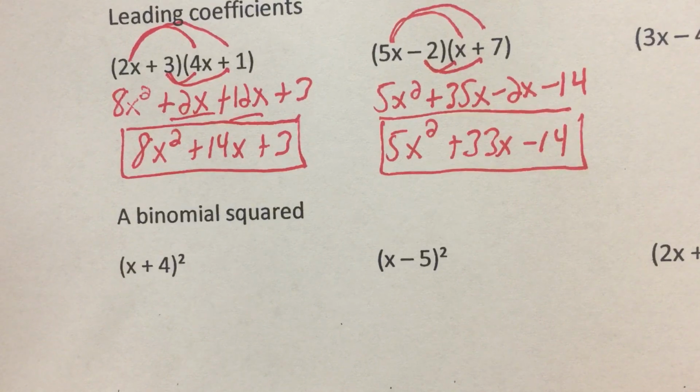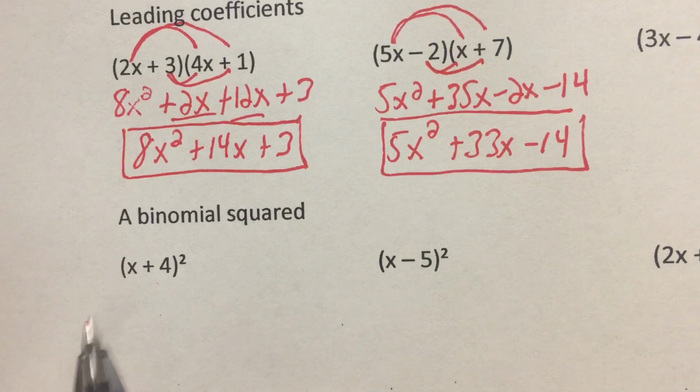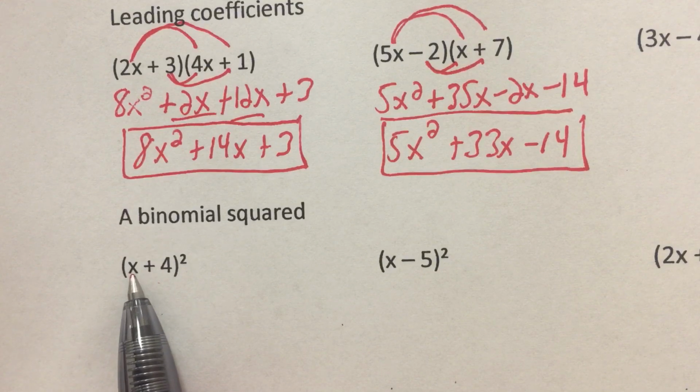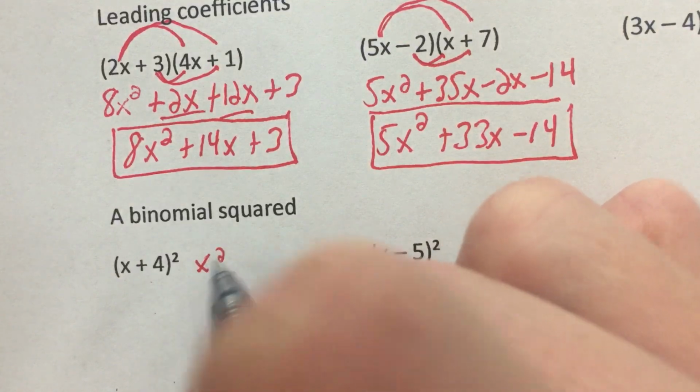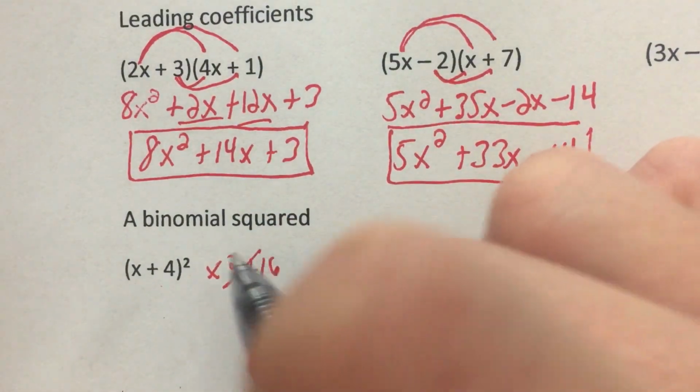Also, a binomial squared. If you ever take a binomial and raise it to the second power, the most common mistake students make is they think that you're supposed to take each individual term and square it. Like x to the second power is x squared, and 4 to the second power is 16. But this is not correct.